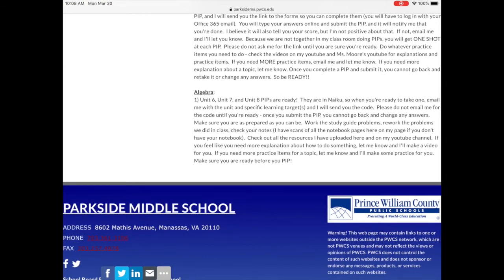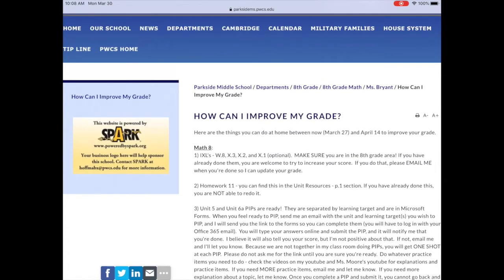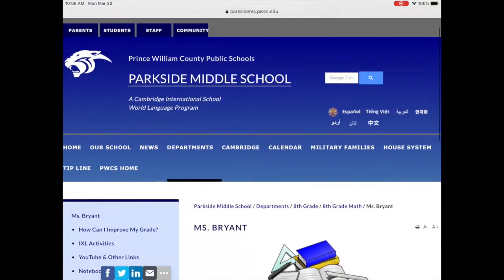The second section at the bottom is for algebra. You guys, pretty much the only graded assignments that you have in my notebook right now are your Unit 6, 7, and 8 tests. I don't think you have any other graded assignments. I'll double check. So you can do all of those PIPs, and again, there are directions here for how to access those. Okay, so if I want to get back to the main screen, I'm going to click where it says Miss Bryant, and now I'm back here.